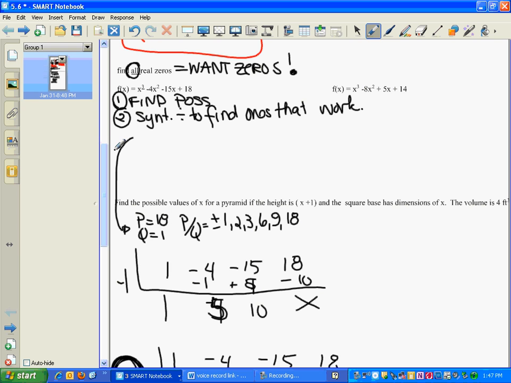So do your P's over your Q's, right? And if a term is missing, what do you insert? Yes. Got them all? Did you get them all? Yeah. Try this one. See if you can figure it out.